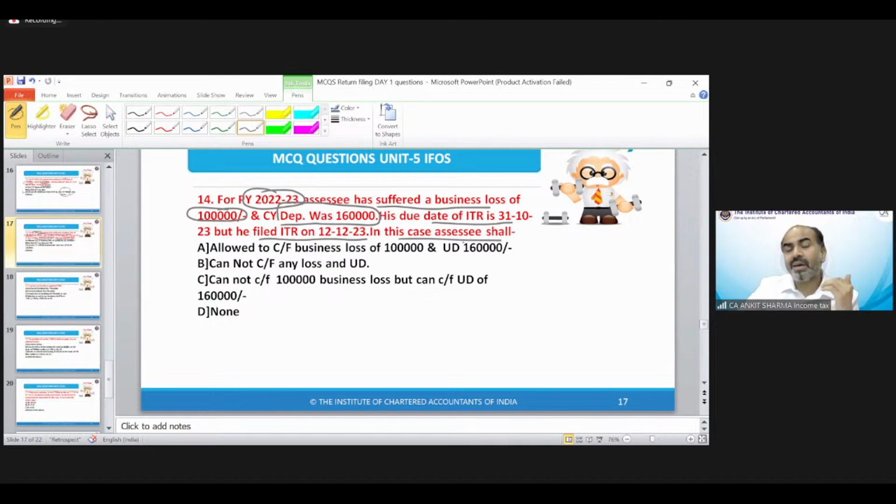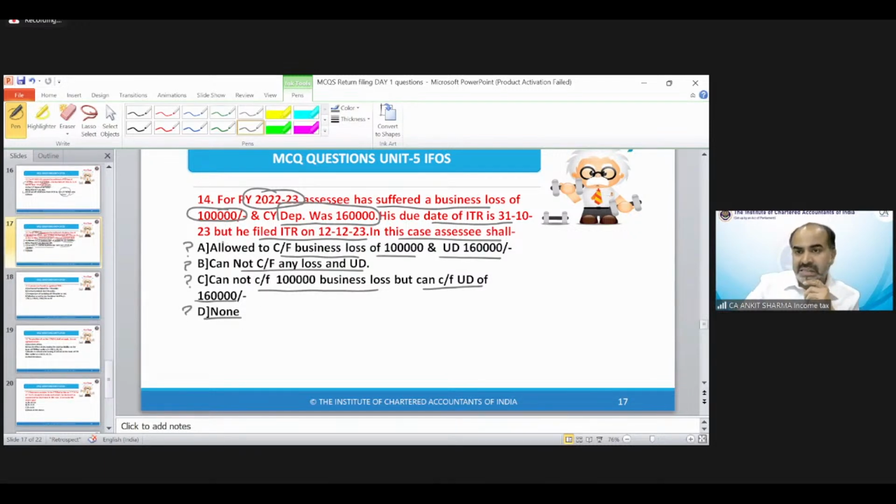We are discussing a question with the previous year 22-23 concept. The options are: allowed to carry forward current year business loss of 1 lakh and unabsorbed depreciation of 1,60,000; cannot carry forward any loss and unabsorbed depreciation; cannot carry forward the 1 lakh rupees business loss, but can carry forward unabsorbed depreciation of 1,60,000; or it could be the answer none. So what is the correct answer?